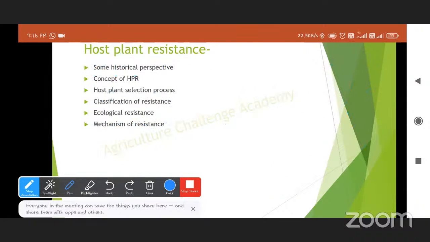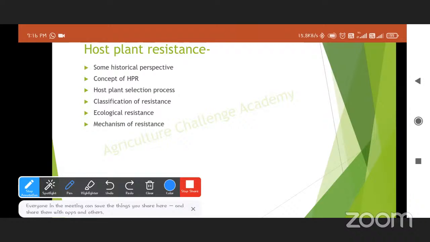I'm repeating this definition. This definition is somewhat holistic because it is a conclusive definition. Host plant resistance is defined as the heritable qualities of a cultivar to counteract the activities of insects so as to cause minimum % reduction in yield as compared to other cultivars of the same species under similar conditions.